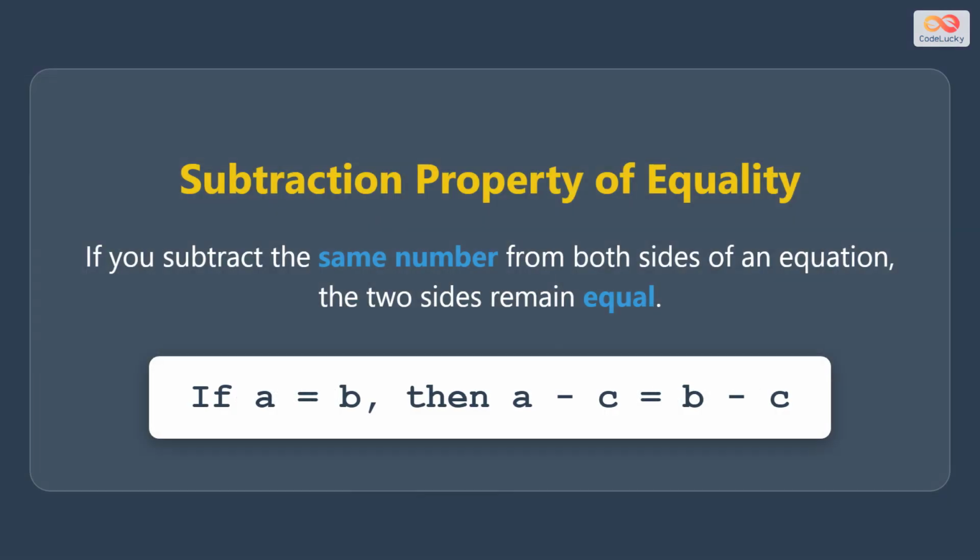Here is the formal rule for the subtraction property of equality. It states that if you subtract the same number from both sides of an equation, the two sides remain equal. Mathematically, if A equals B, then A minus C is equal to B minus C. The key is doing it to both sides.